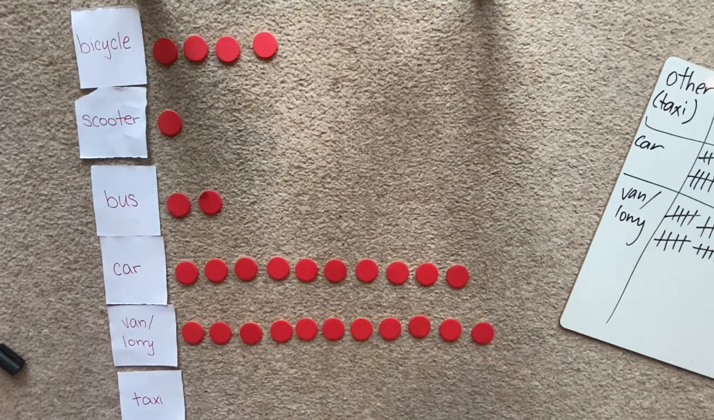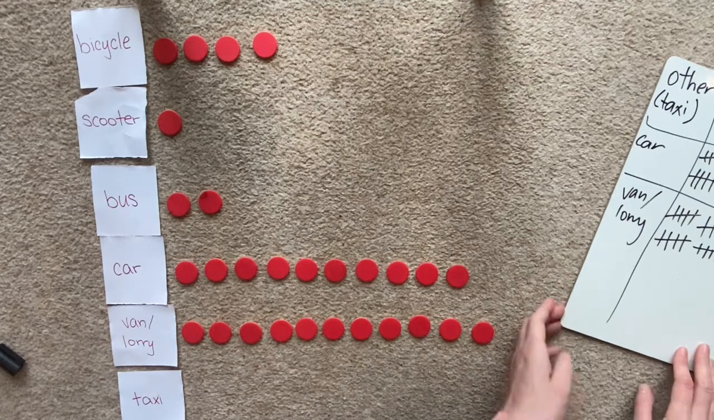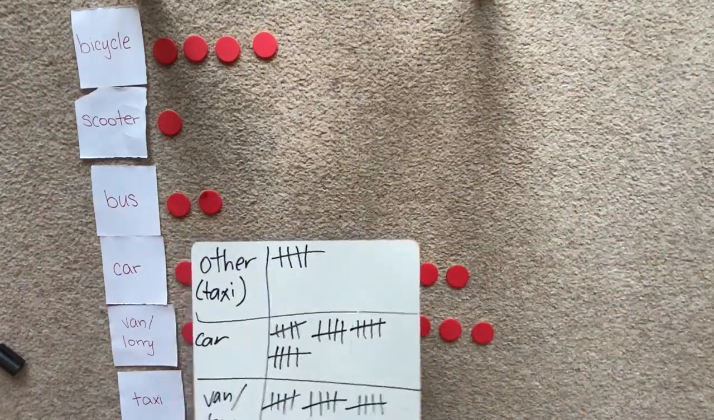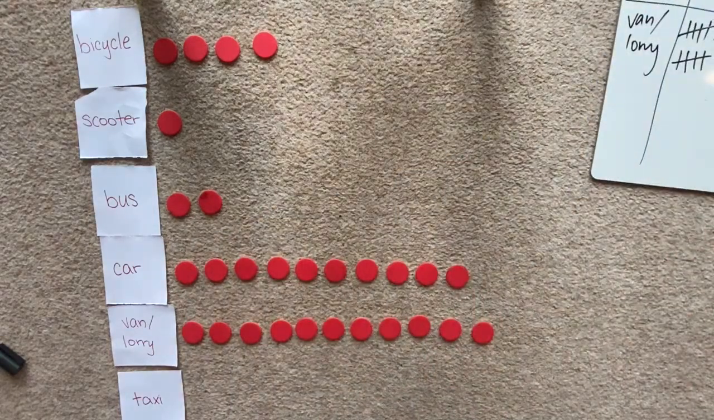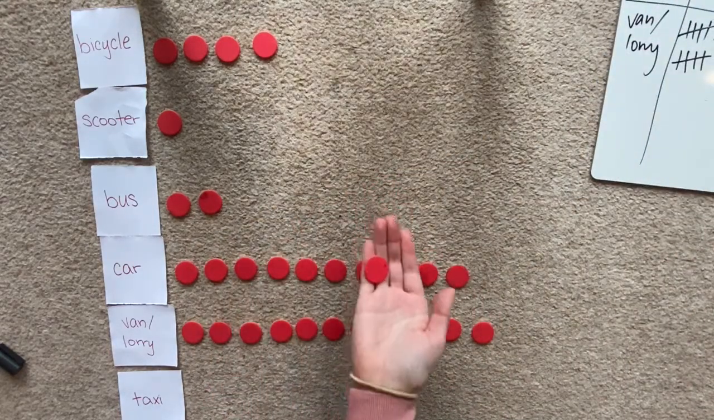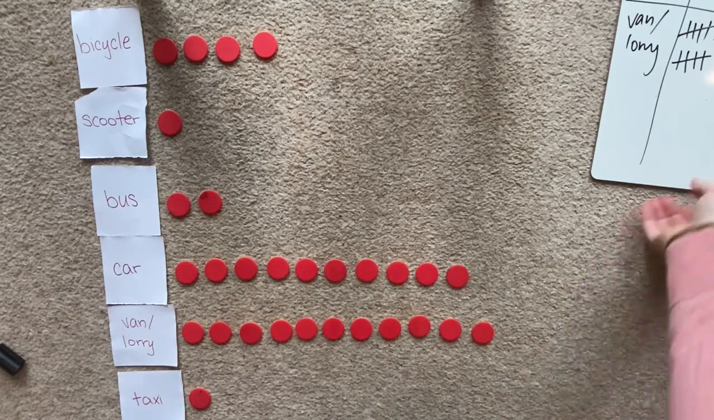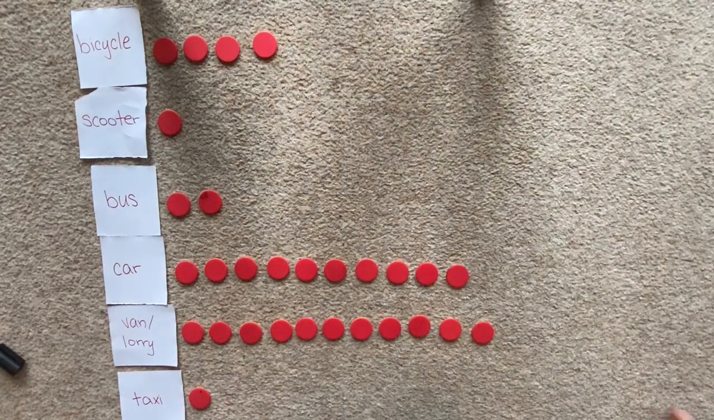And taxis, like mostly black cabs, I saw 5 of them, which means I just need 1 because 1 dot represents 5. So this is the pictogram that represents all of the different modes of transportation that I saw outside of my window within 10 minutes.